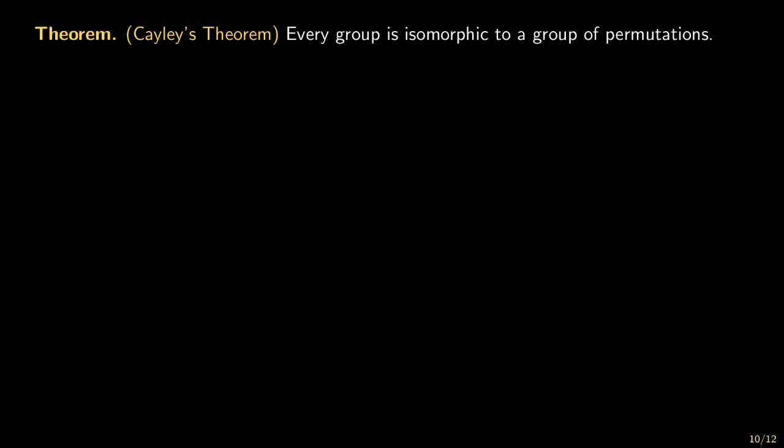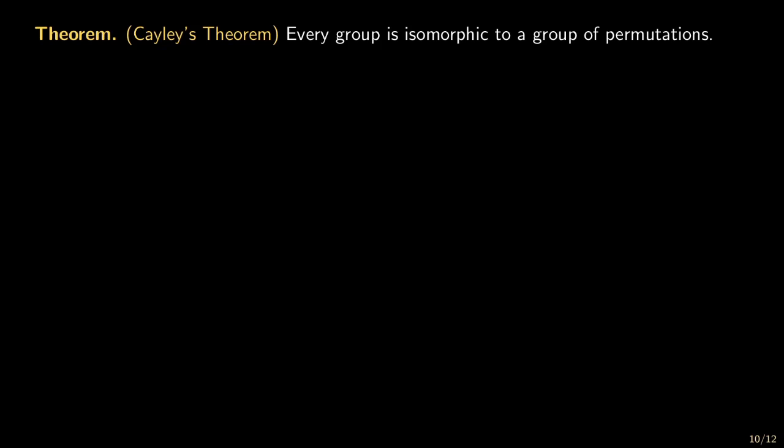Meaning to say, if you have an arbitrary group, no matter how large it is, or no matter how small it is, even if it's finite or infinite, then you can find a set and a set of permutations on that set, so that those permutations will form a group isomorphic to the given group. Meaning to say, if one already knew all the different structures of permutation groups, then it's like saying that we have already discovered all types of groups.